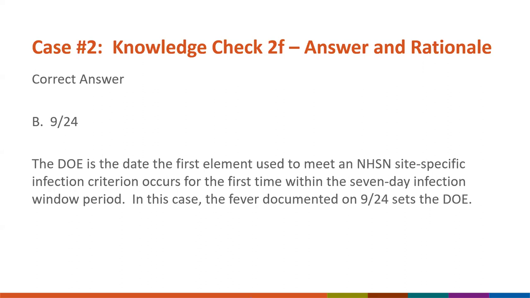As a reminder, the date of event is the date the first element used to meet the NHSN site-specific infection criteria occurs for the first time within the 7-day infection window period. In this case, the fever documented on 9/24 does set your date of event.